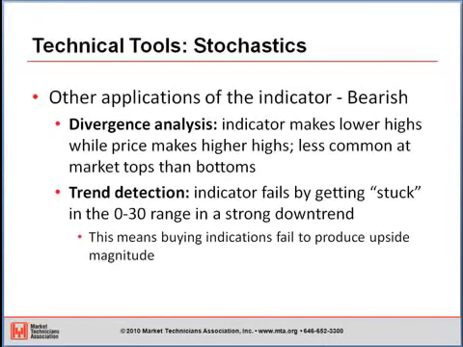We also mentioned and showed you in the previous chart trend detection. The indicator fails by getting stuck in the 0 to 30 range in the strong downtrend. What this means is buying indications fail to produce upside magnitude. We showed you that in that one example also on the previous page. We note, again, it's sometimes very important the signal an indicator gives when it fails rather than when it succeeds.